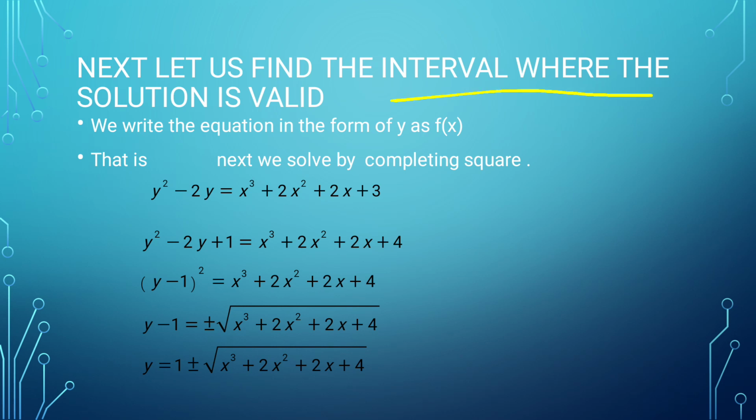How do we go about this? So we will have to rewrite now the equation in the form of y as f(x). So we are reading that on the left hand side we have y being equal to the values in terms of x on the right hand side. So we'll have that and we'll have that.